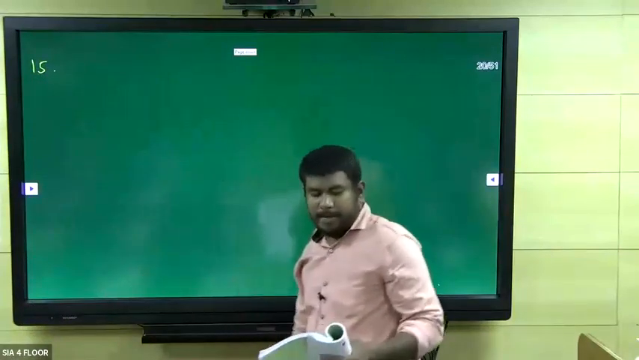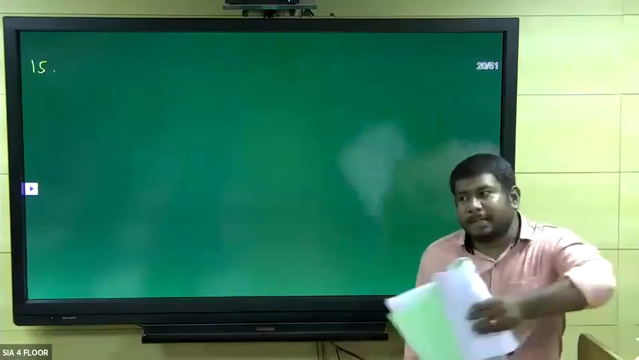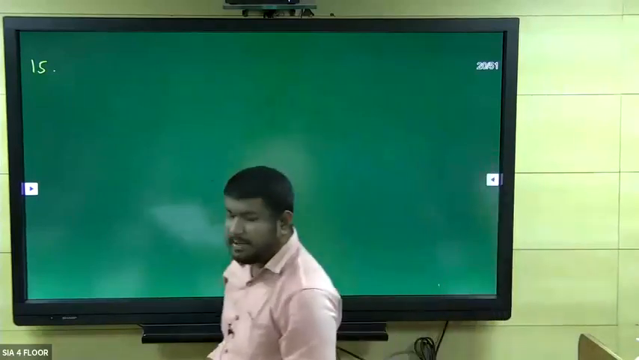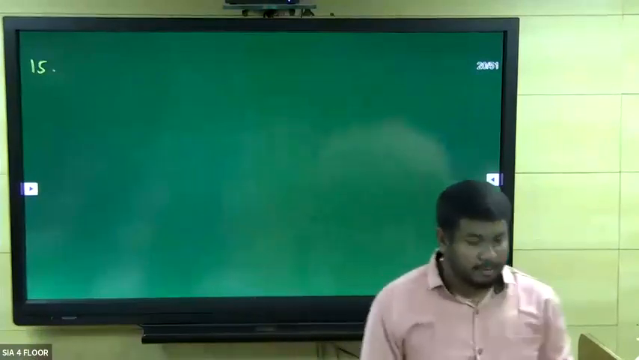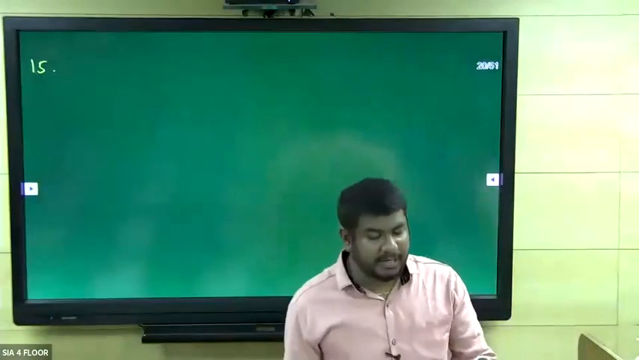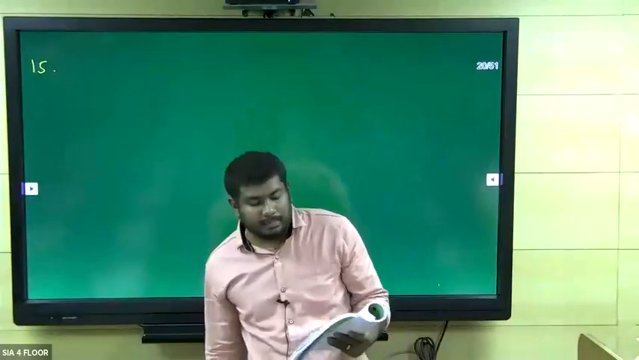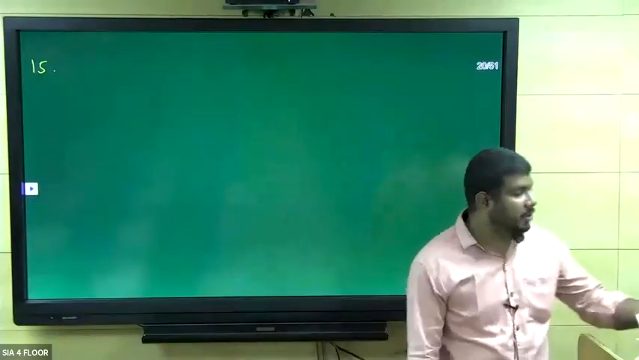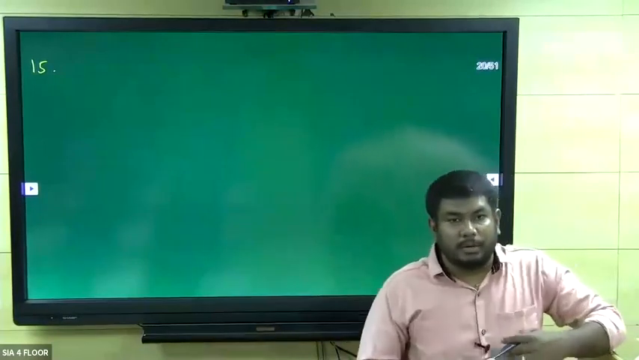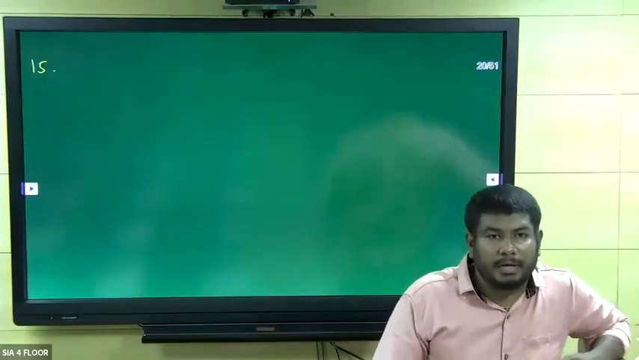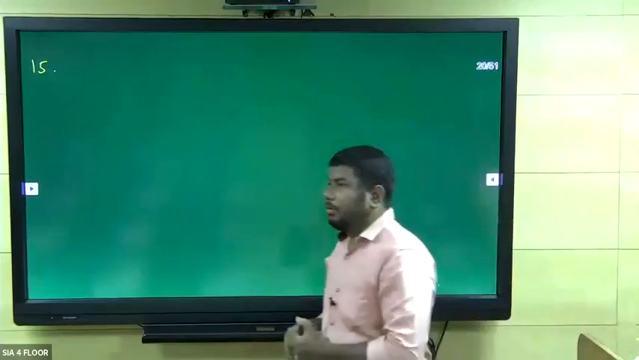Please listen carefully in this question. First, read the question. In a row, A is in the 11th position from the left and B is in the 10th position from the right. If A and B interchange, then A becomes 18th from the left. How many persons are there in the row other than A and B? Clear?